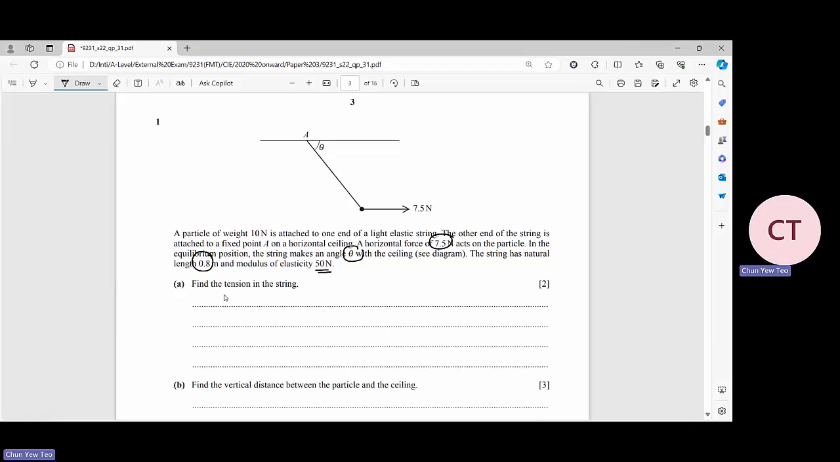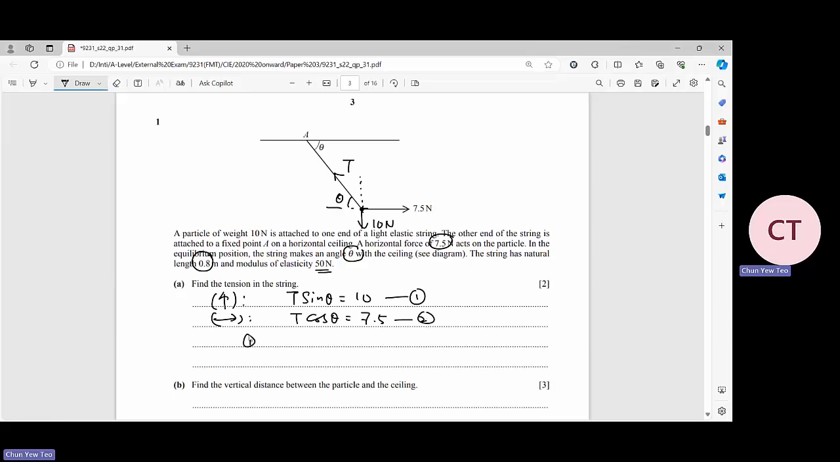So over here, since they give you the data and the particle, you can resolve the forces vertically and horizontally. This will be theta. If you go for vertical forces, this is the 10 Newton, the weight. That means you will have the T here. So you have T sine theta is equal to 10 Newton. That is your equation number 1. And for the horizontal forces, you will have T cos theta is equal to the 7.5 Newton. That will be your second equation.